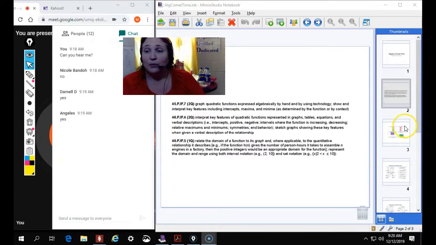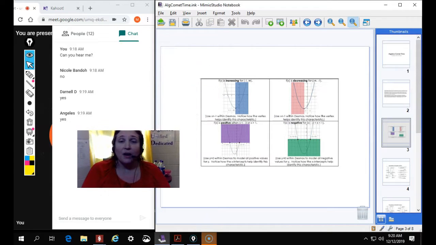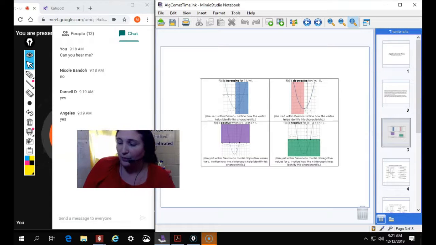Okay, so first and foremost is understanding when a function is increasing or when a function is decreasing. It might be a little bit hard to see this slide, but hopefully you remember that, and if you are an algebra teacher and you want to chime in, please feel free, because it's been a while since I've taught Algebra 1.